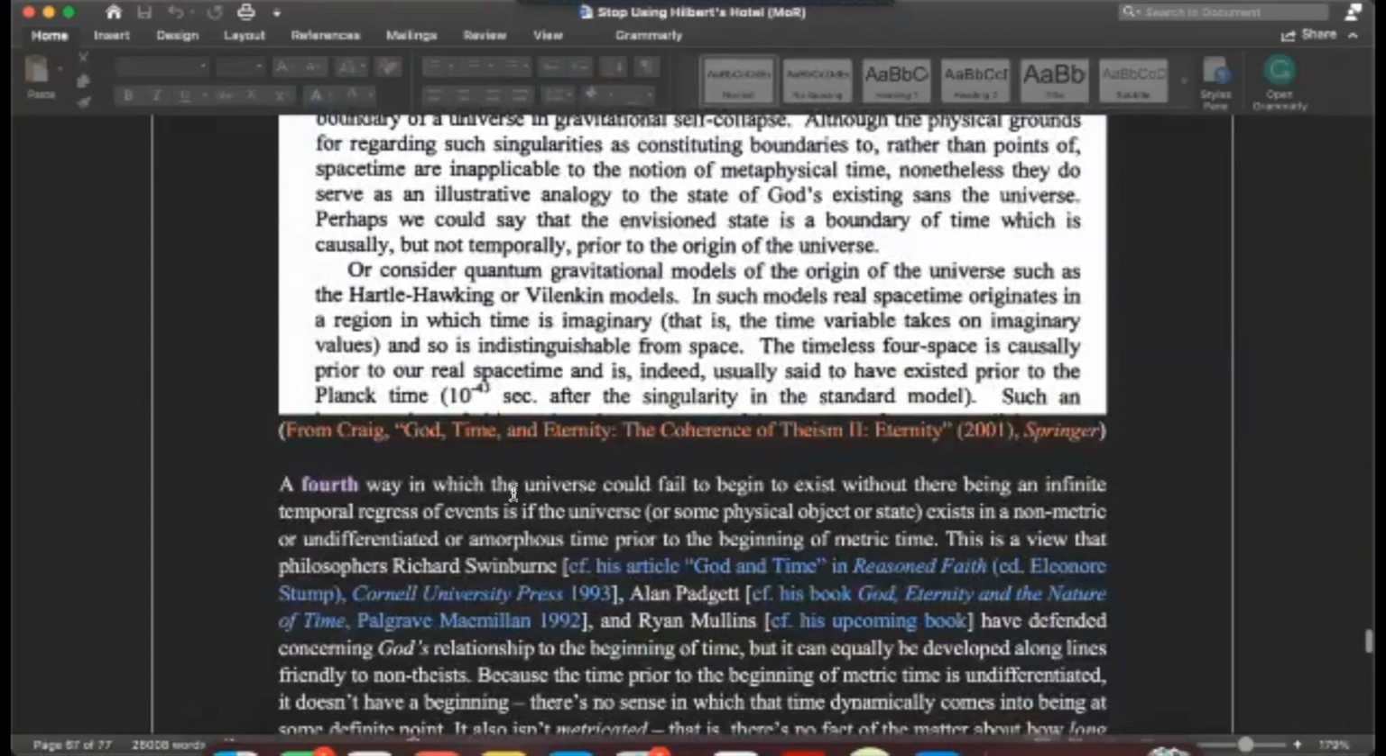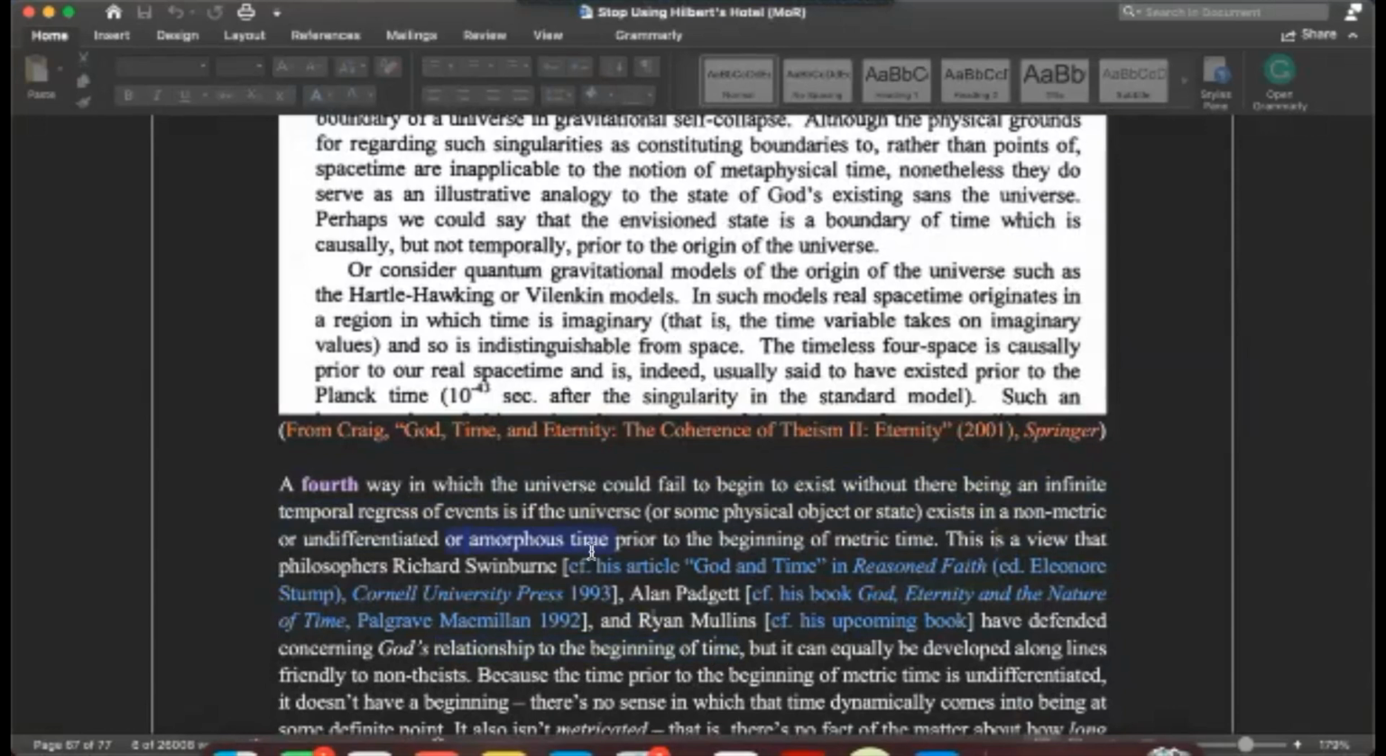A fourth way in which the universe could fail to begin to exist without there being an infinite temporal regress of events is if the universe, or some physical object or state, exists in a non-metric or undifferentiated or amorphous time prior to the beginning of metric time. This is a view that lots of really respectable philosophers like Richard Swinburne, Alan Padgett and Ryan Mullins have defended concerning God's relationship to the beginning of time. But it can equally be developed along lines friendly to non-theists, right?